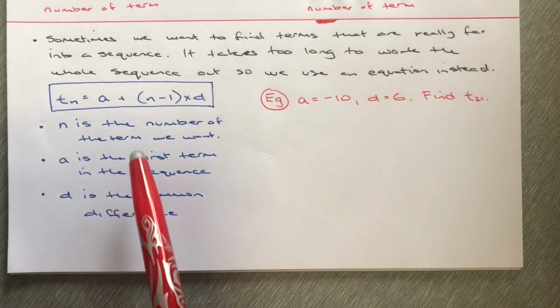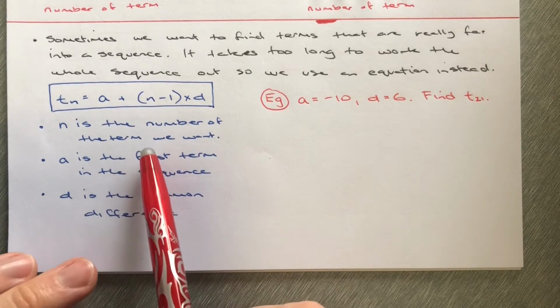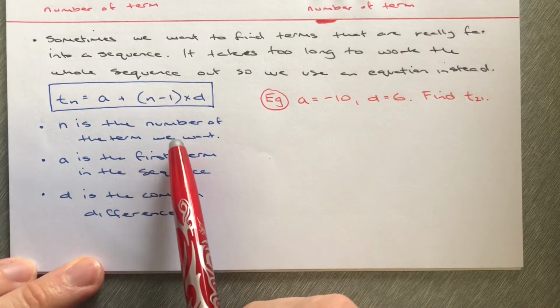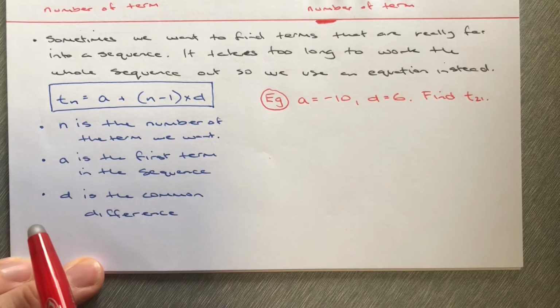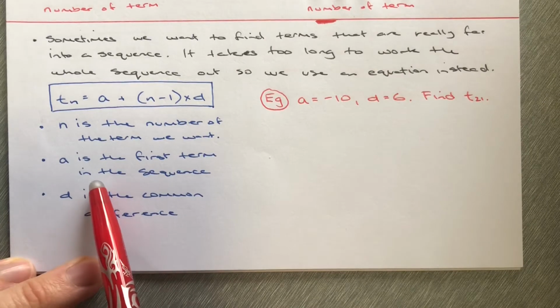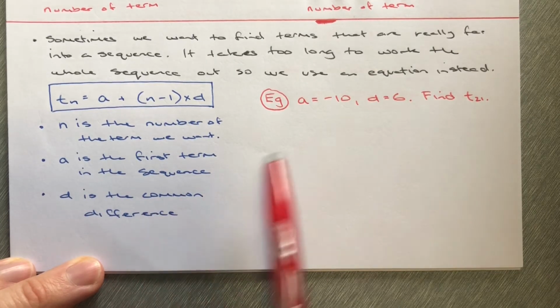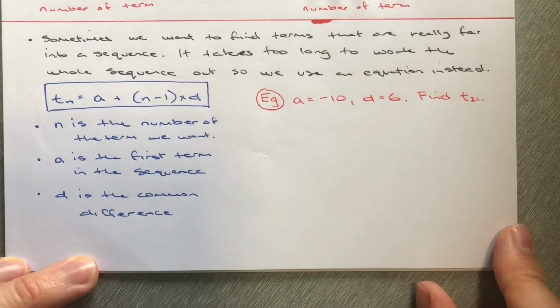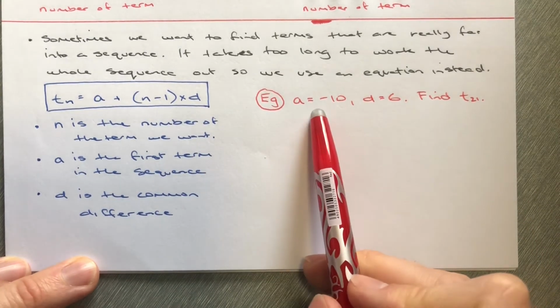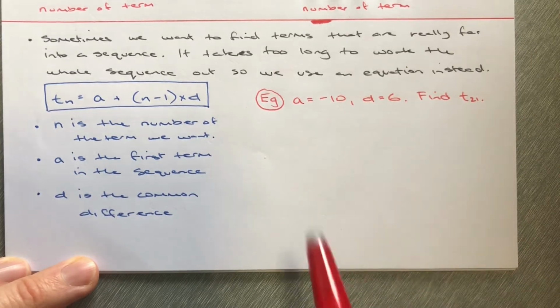I just want to go over what each of the letters mean. Right, so n is the number of the term that we want. So if we want the 50th term, n would be 50. If we wanted the 70th term, n would be 70. A is the first term in the sequence, and D is the common difference that we spoke about before. With this example here, they're telling us that the first term is minus 10, the common difference is 6, and we want to find the 21st term.